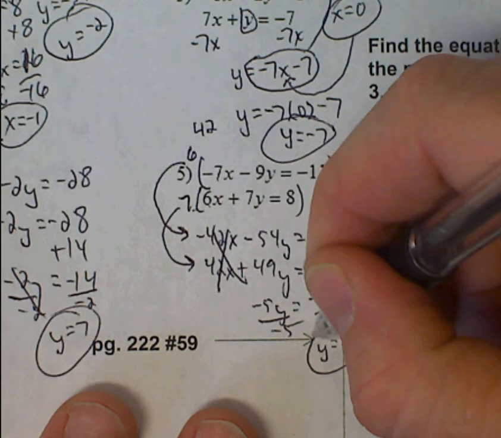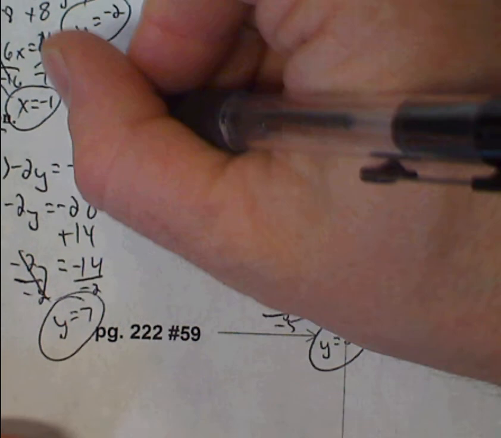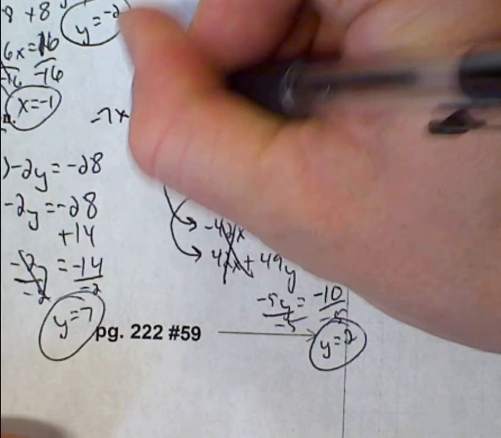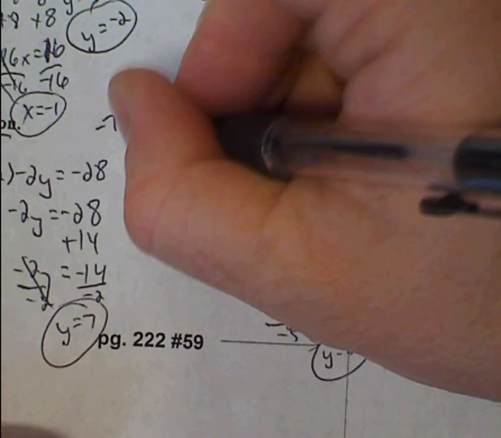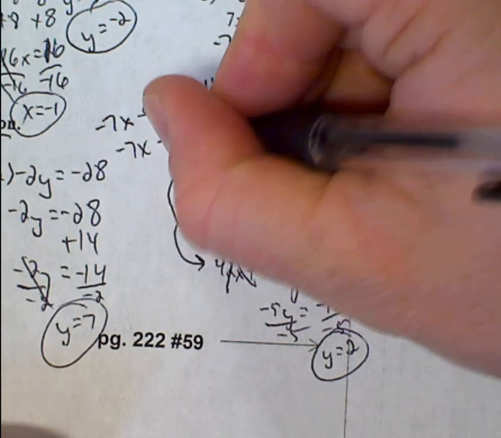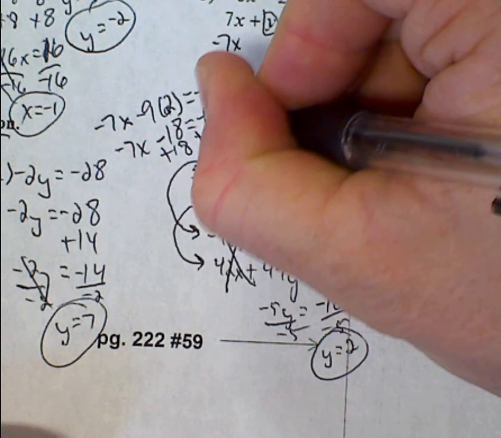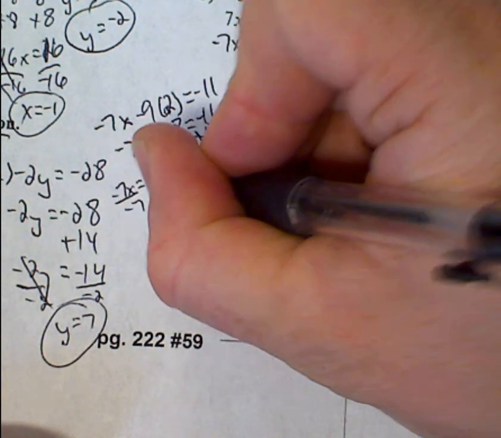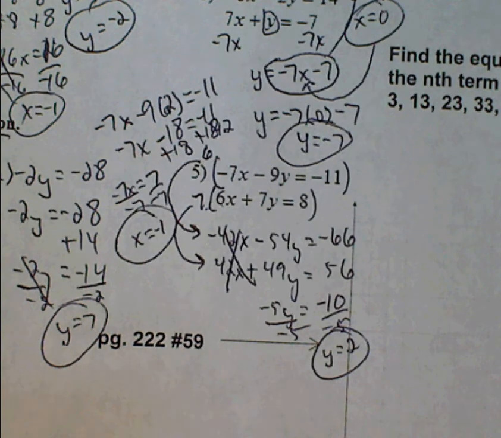Now I can plug that back in. So I'm going to plug that into my original equation. Negative 7x minus 9 times 2 equals negative 11. Negative 7x minus 18 equals negative 11, plus 18, plus 18. Negative 7x equals 7. Divide by negative 7, x equals negative 1.